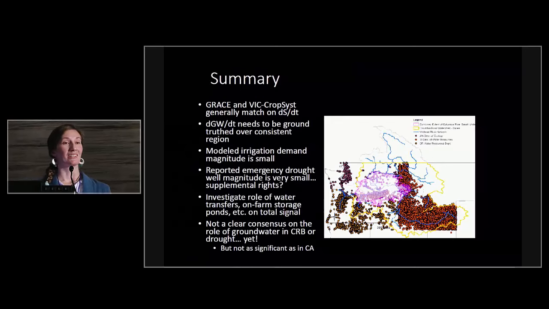So in summary, by throwing together a few different types of information, we're trying to understand how groundwater might be playing a role in the Columbia, but there's not really consensus yet. So my next step is to take all of these wells that have at least one point of record since 1980 in Idaho, Oregon, and Washington, and use those observation wells as an intermediary between what might be happening on farm and what might be happening at the bigger GRACE basin scale.